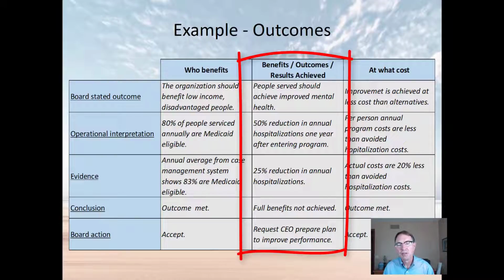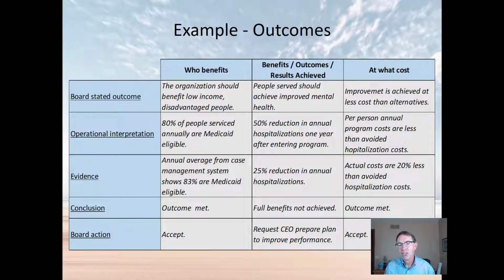The evidence presented might be that, well, it was actually only a 25% reduction in hospitalization, not the 50%. So the conclusion from the board reviewing that outcome data is that the full benefits weren't achieved. So the response might be to request the CEO to prepare a plan to improve performance, to have them dig into, okay, why aren't we achieving 50%? What are some of the reasons here? And what are you planning to do to bring it up to the 50% level?